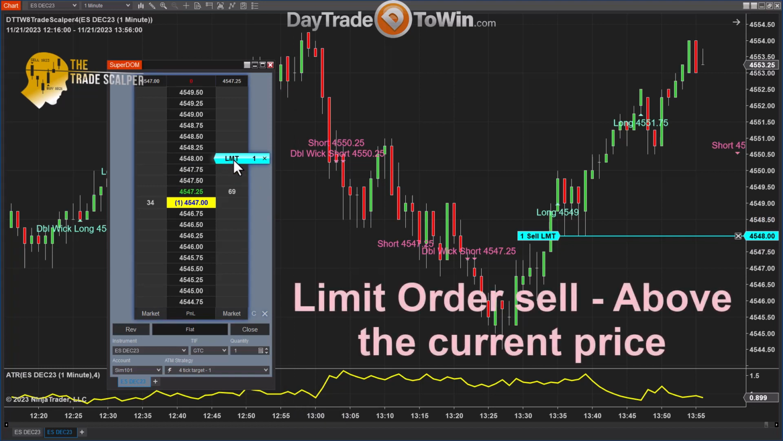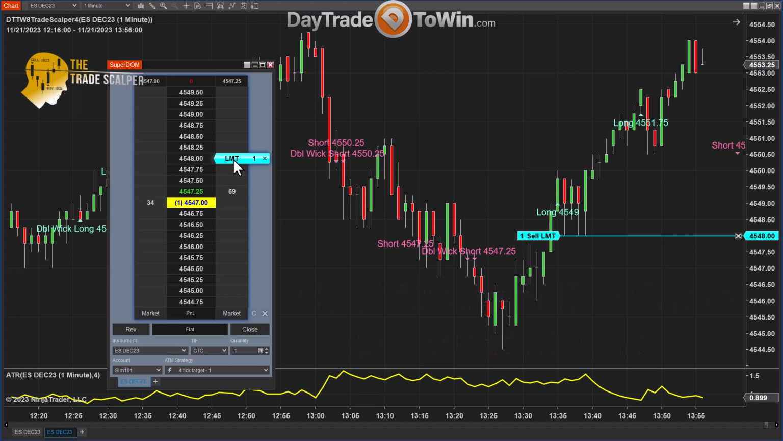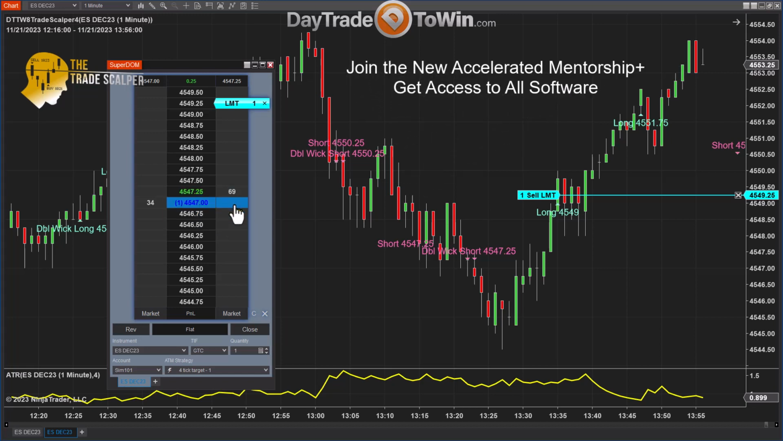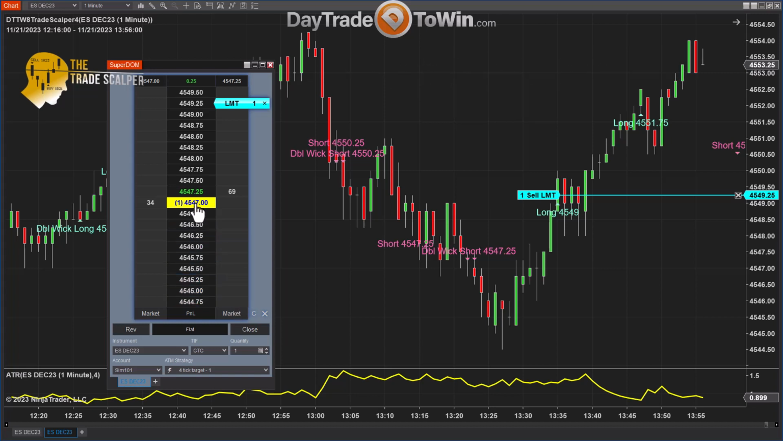Now, the reason I think that limit orders are better is because I can move this order anywhere I want, and I can actually force the fill by placing the order just below, by one tick, where it's currently trading. If I put it at the exact price, I may or may not get filled. So you put it at least one tick below. Even if you put it down here, it's still going to give you the current price. So that's really important to know.